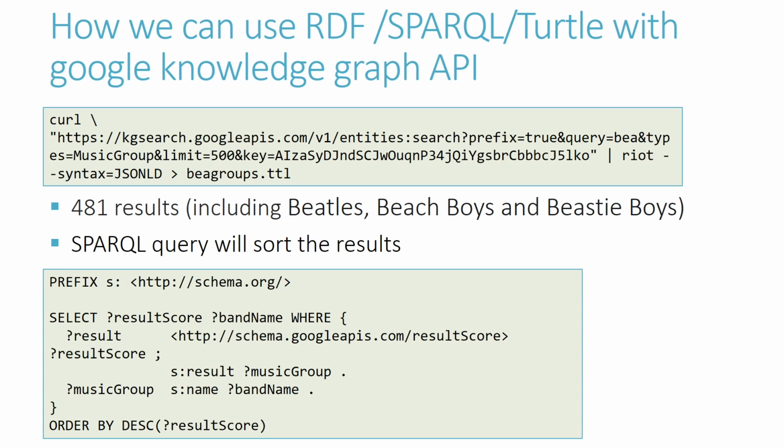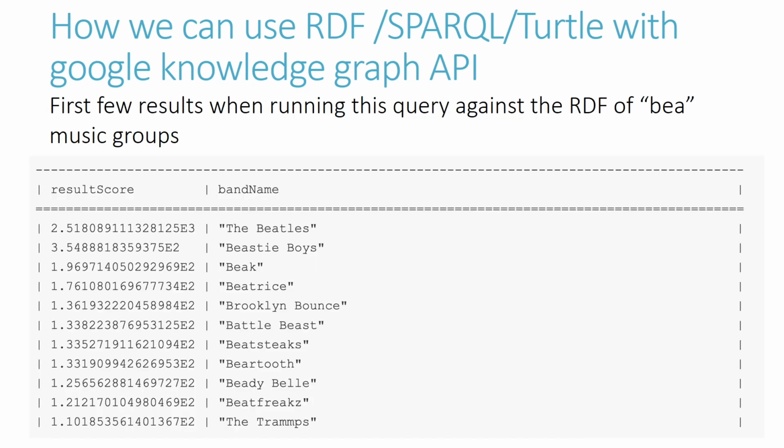We can then use a SPARQL query to sort the results, and the query is shown on your screen. And here are the first few results when running this query against the RDF of BEA music groups that the curl command above pulled down. It's quite interesting to be able to get the type data directly from Google's knowledge graph, especially since we can connect much of that data to other useful data resources.